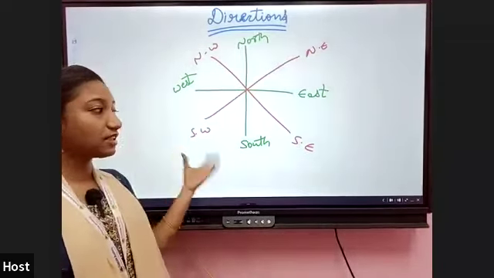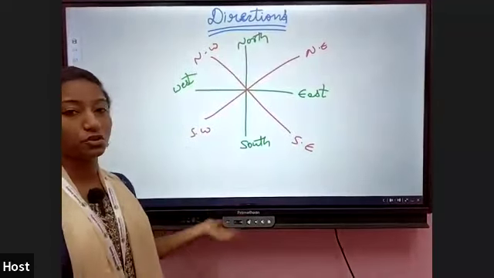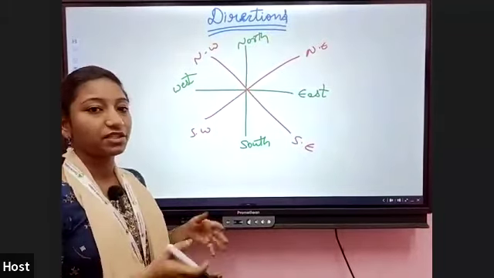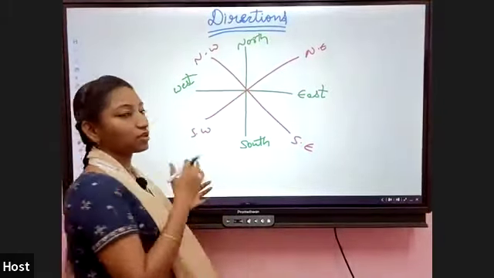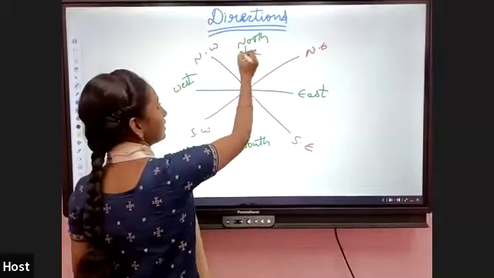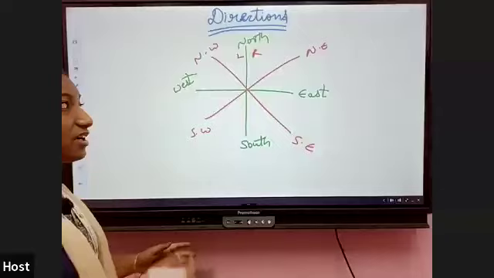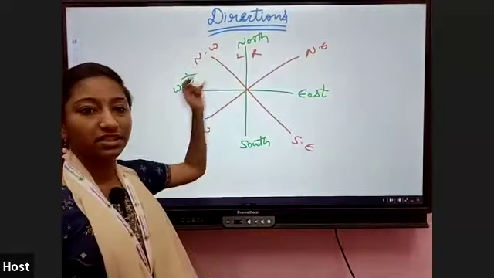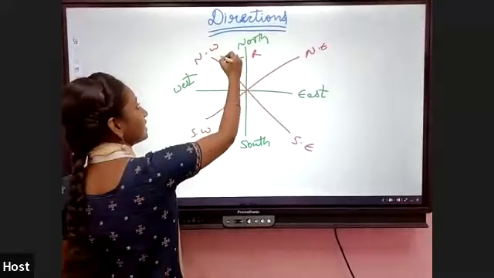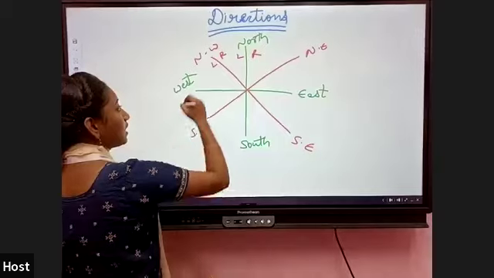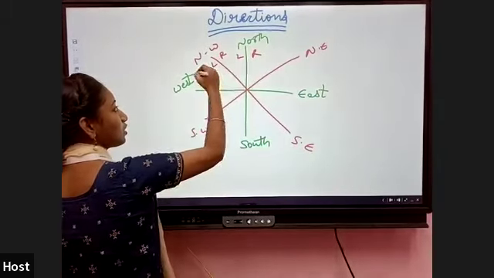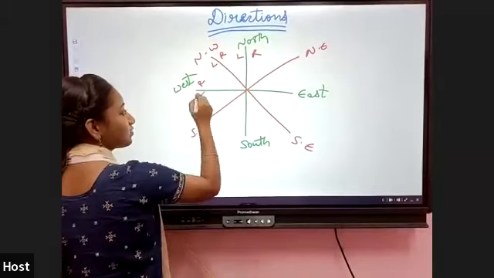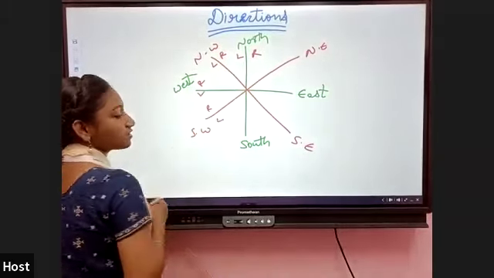Firstly, these are the 8 directions, and you should know the right side and left side of each one, for example the right side of the north and the left side of the north. Coming to the north, this is the right side, this is the left side. The right side of the north is northeast, and the left side of the north is northwest. Coming to northwest, right side is north, left side is west. Coming to the west, right side is northwest, left side is southwest. Coming to southwest, right side is west, left side is south.